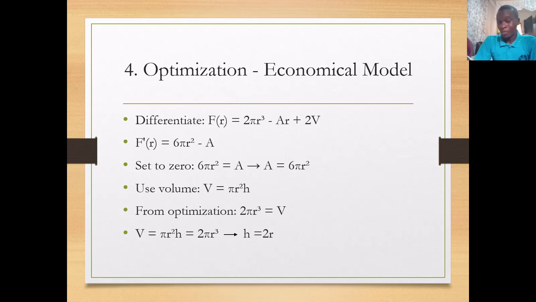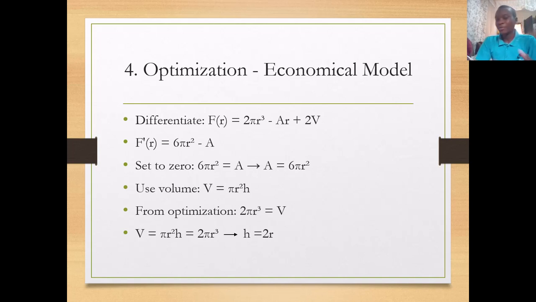That is the volume. Why is V, the volume, equal to 2πr³? Down here you can see V equals πr²h, and 2πr³ is an expression of V for the most economical case. Doing the simplification, we are going to have h equals 2r.